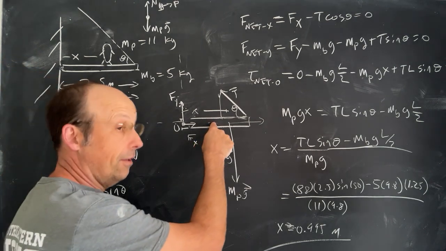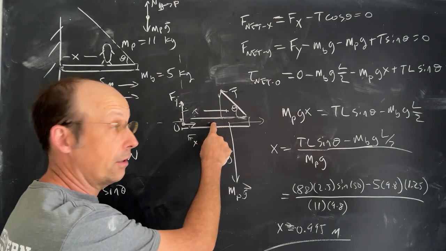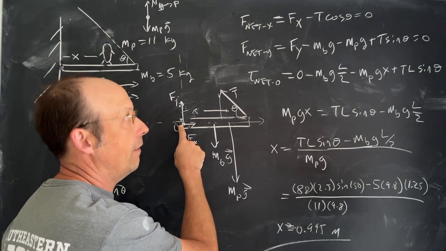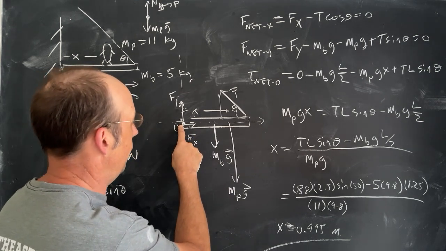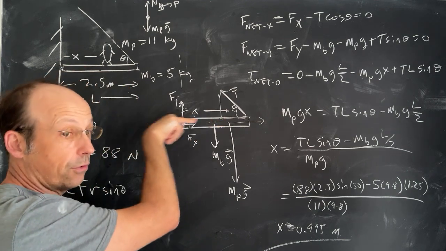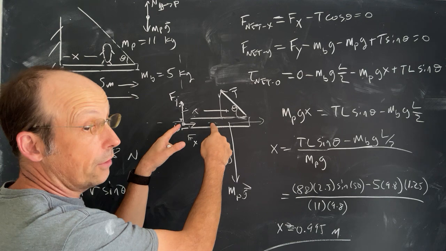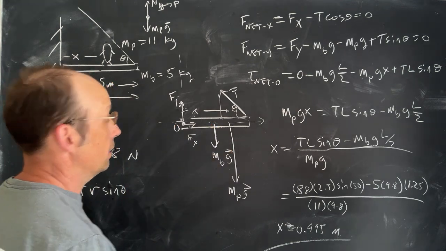If I picked this as my location about which to calculate the torque, then I would actually have to first find those things. I'd have to find Fx, well, not Fx, because Fx would have a 0 torque, right? Because the torque arm is L over 2, but the angle is 180 degrees, and sine of 180 is 0.